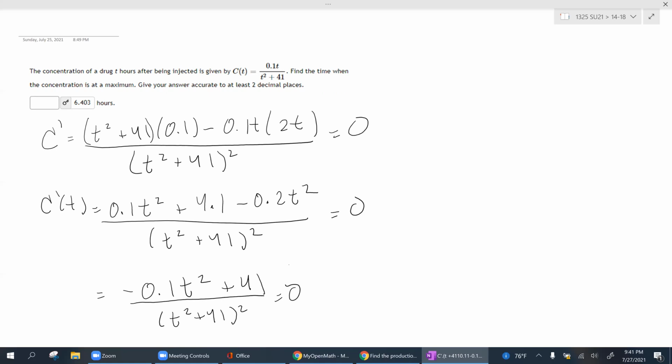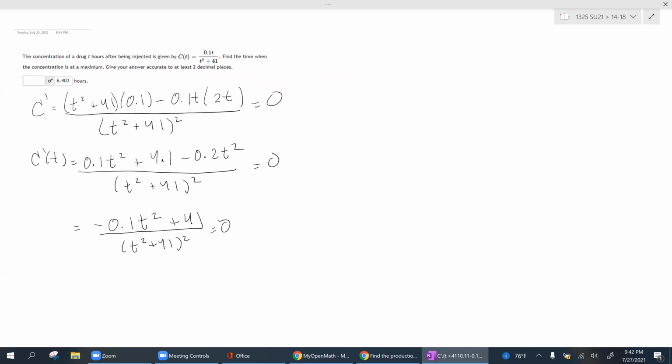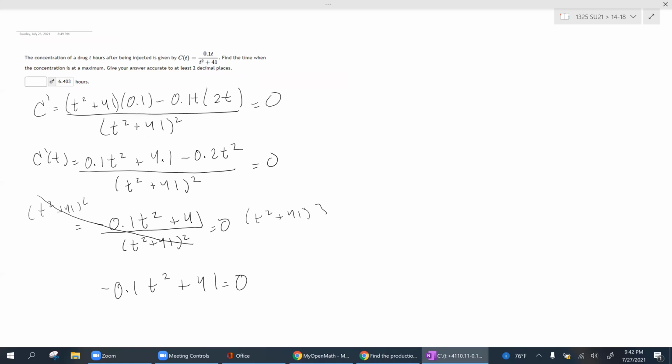So what I'm going to do now is set this equal to 0. I'm going to multiply both sides by t squared plus 41 squared, because I'm trying to get rid of the denominator. These cancel out, not the top part. So I'm just going to get 0.1 t squared plus 41 is equal to 0. I'm going to solve for t squared.